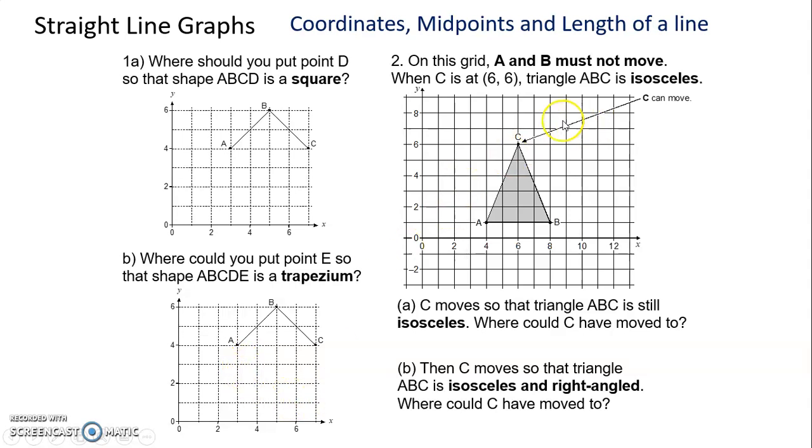And then right here you need to think about, if A and B stay where they are, where could you move C so that you still have an isosceles triangle? And then finally, where could you move C so that you had a triangle that was both isosceles and right angled? And again, there could be more than one answer there. So could you pause the video? You don't necessarily need to draw this out into your books either. You can just have a think about where it would be on the screen and then make a note of the coordinate into your maths book. So pause the video and see if you can answer the questions.